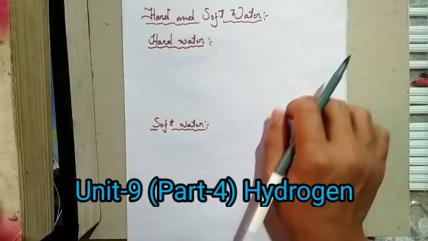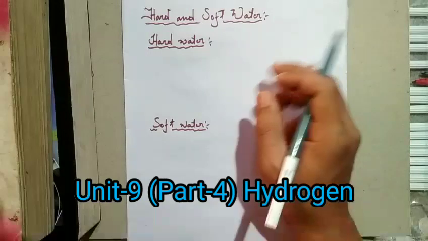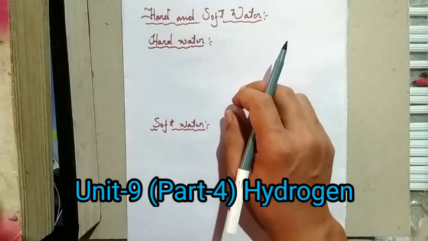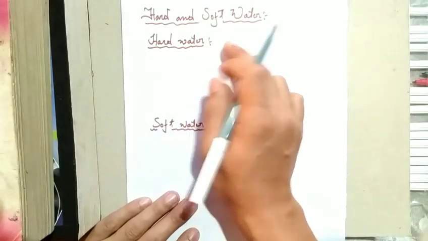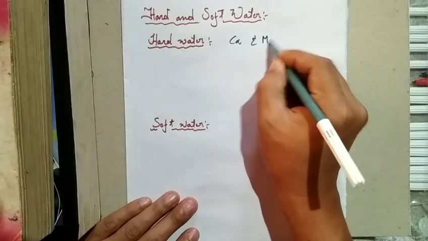So today we're going to discuss hard and soft water. Hard and soft water, you have already come across what is hard and soft water, so you might be familiar with hard and soft water. So hard water is due to the presence of calcium and magnesium.